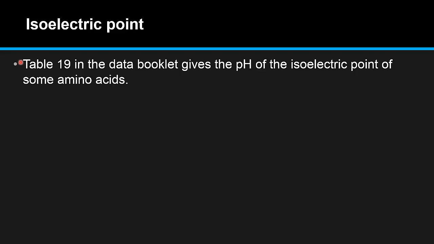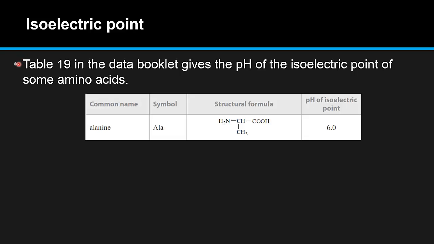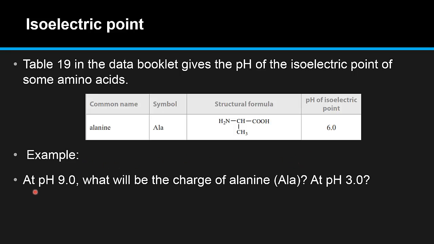Table 19 in the data booklet gives the pH of the isoelectric point of some amino acids. Here's an example: alanine, the symbol is ALA. Here's the structural formula. In this case the R group is a CH3, a methyl group, and the pH of the isoelectric point is 6.0. So let's look at an example. At pH 9.0, what will be the charge of alanine? And at pH 3.0, what will be the charge?